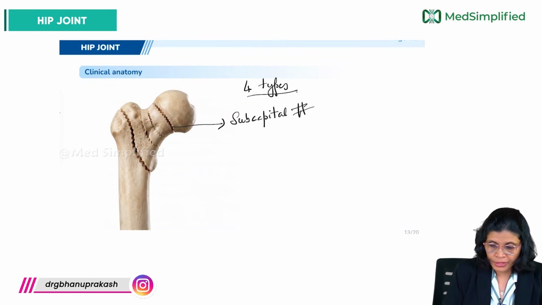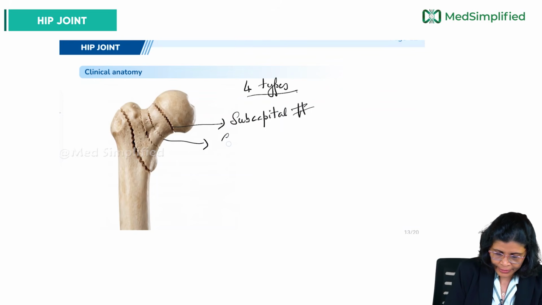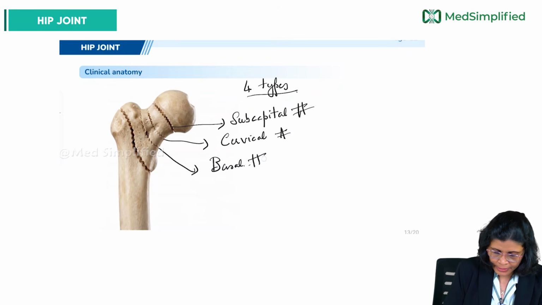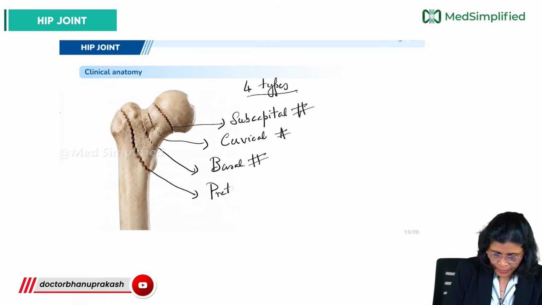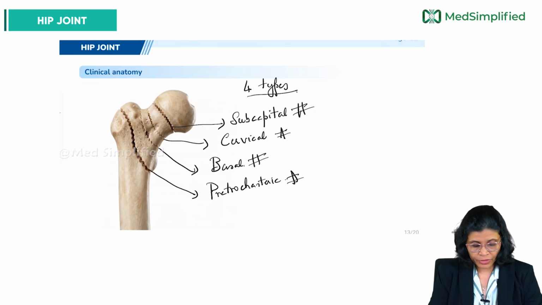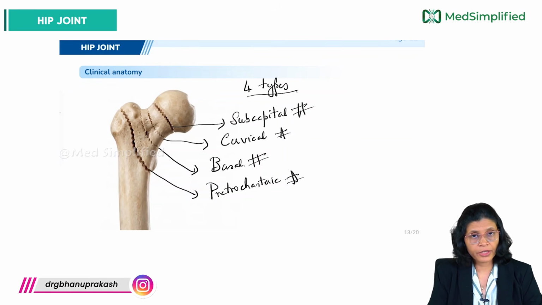This is the subcapital fracture, which occurs near the head. Then we have the cervical fracture in the middle, that is in the neck. Then we have the basal fracture near the trochanters, and the pretrochanteric fracture, that is before the trochanters. So these are the 4 types of fractures which occur around the head and neck of the femur.